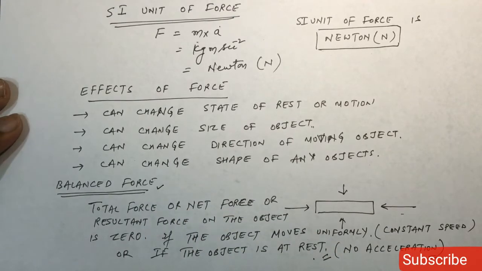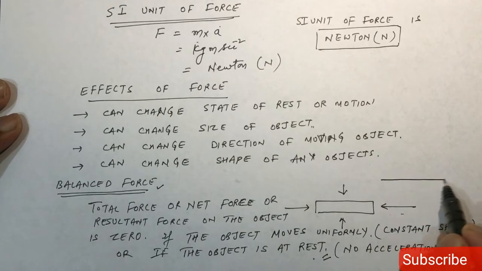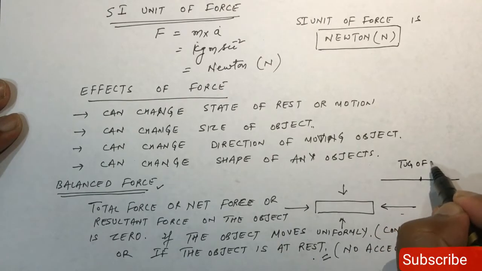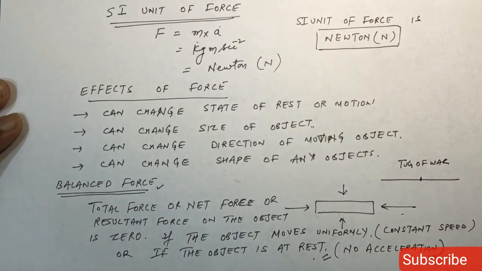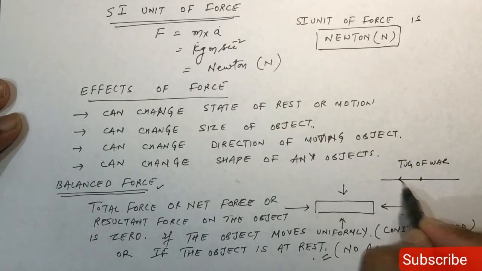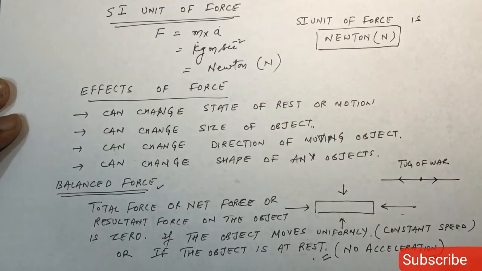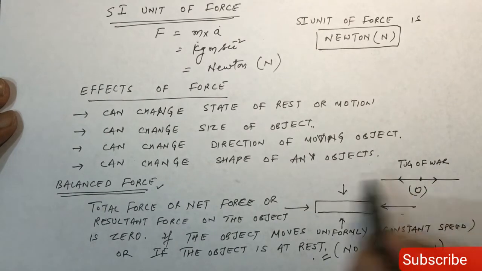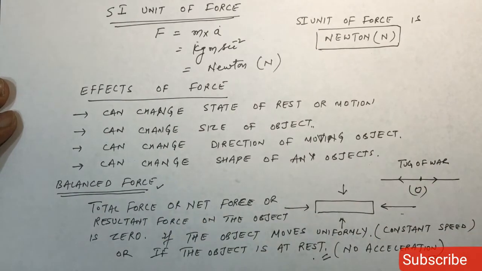For example, take the example of tug of war. If in both directions the forces are applied equally, in that case the resultant force becomes 0. That is the example of balanced force. Clear? Let's take one more example for balanced forces.